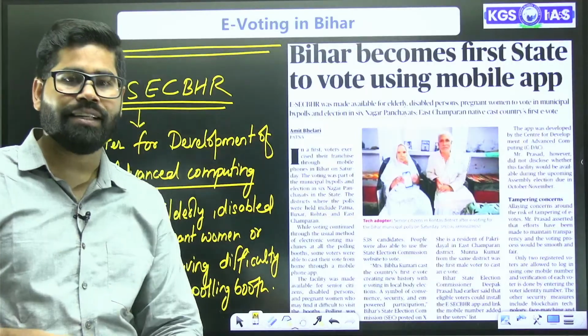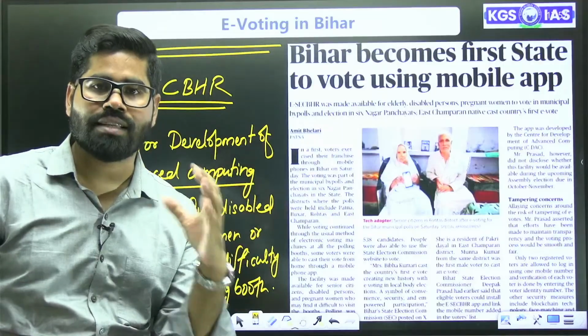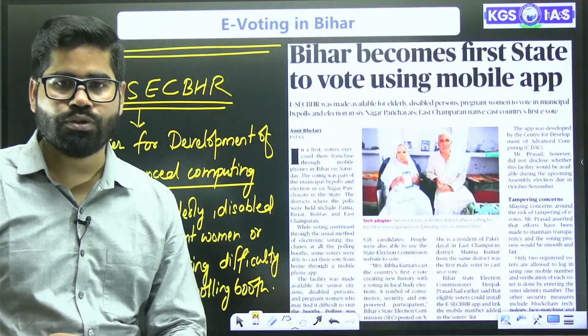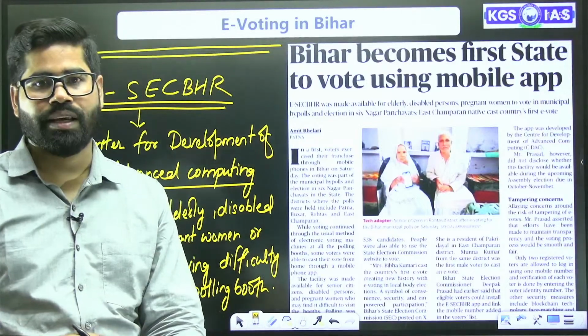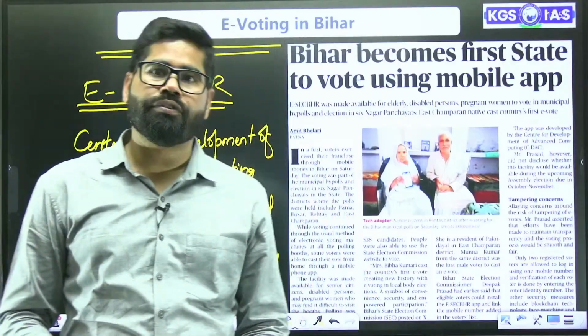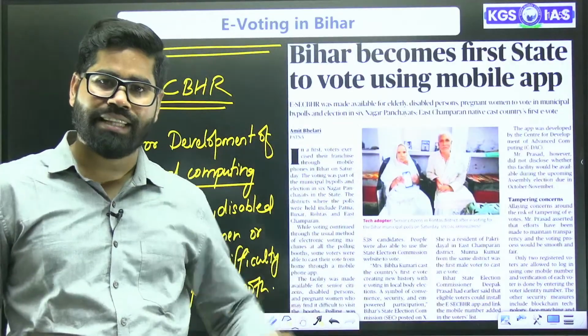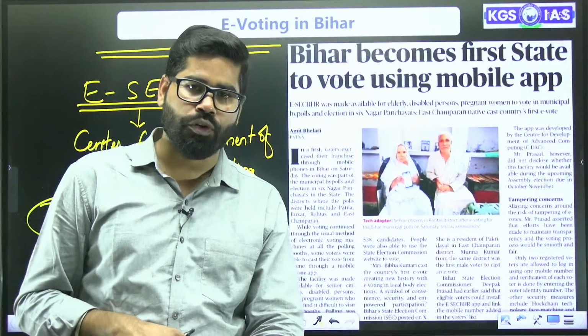Then we see that there is voter ID card verification before allowing this e-vote option. There is also face matching. They have to do this during the official hours. It's not that in the night they can vote. So during the official hours they can do this voting.